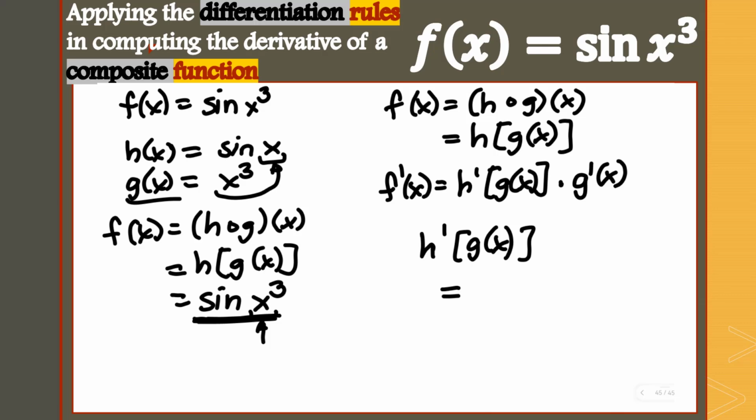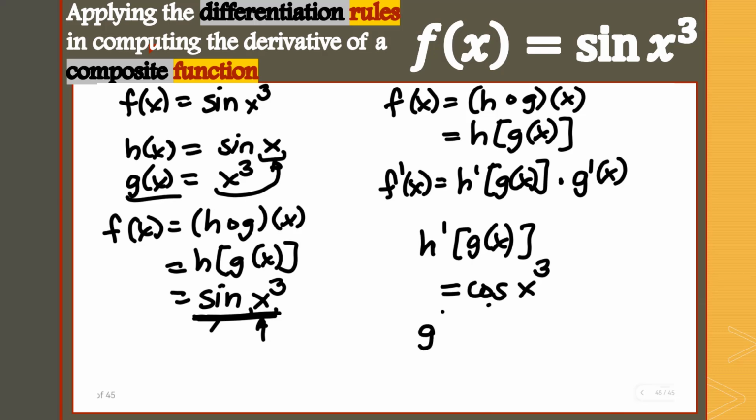So in this case, the derivative of sine x cubed is positive cosine x cubed, because the derivative of sine is cosine of the same angle. Now, for g prime of x, being our g of x here is x cubed, its derivative, using the power rule, is n times x to the power of n minus 1, which will give us a result of 3x squared.